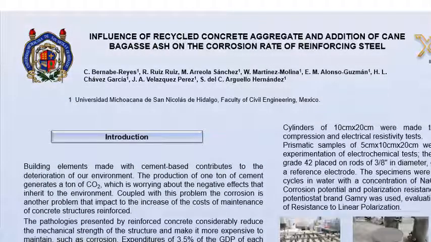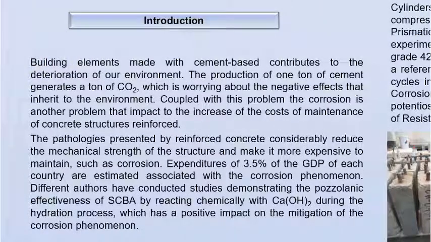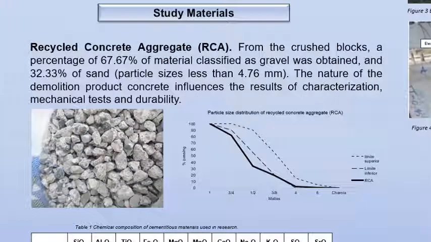Recycled concrete aggregate and addition of cane bagasse ash on the corrosion rate of reinforcing steel. Introduction. Building elements made with cement base contribute to the deterioration of our environment. The pathologies presented by reinforced concrete considerably reduce the mechanical strength of the structure and make it more expensive to maintain, such as corrosion.